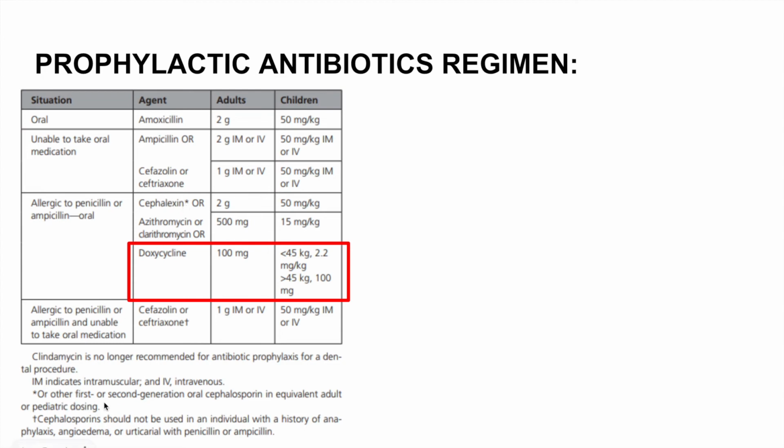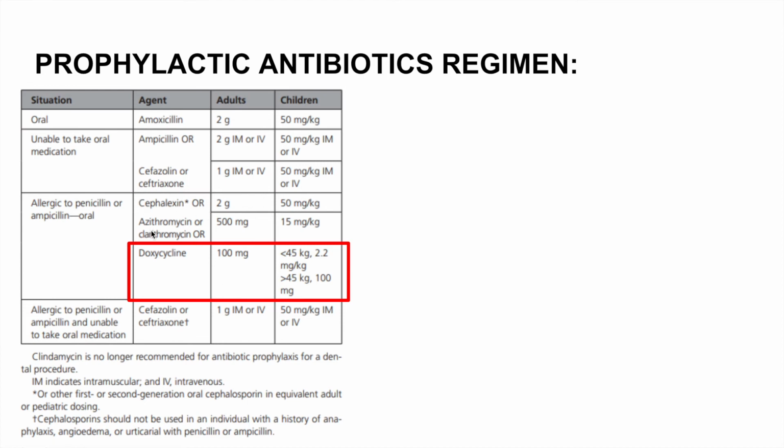It says, or the first or second generation oral cephalosporins in equivalent adult and pediatric doses. Cephalosporins should not be used in an individual with a history of anaphylaxis, angioedema, or urticaria with penicillin or ampicillin. So this is saying only if you have, for example, type 1 hypersensitivity reactions, then we cannot use cephalexin.